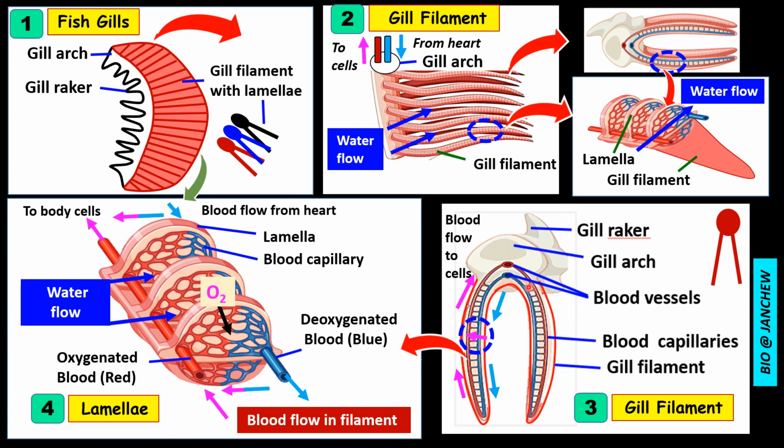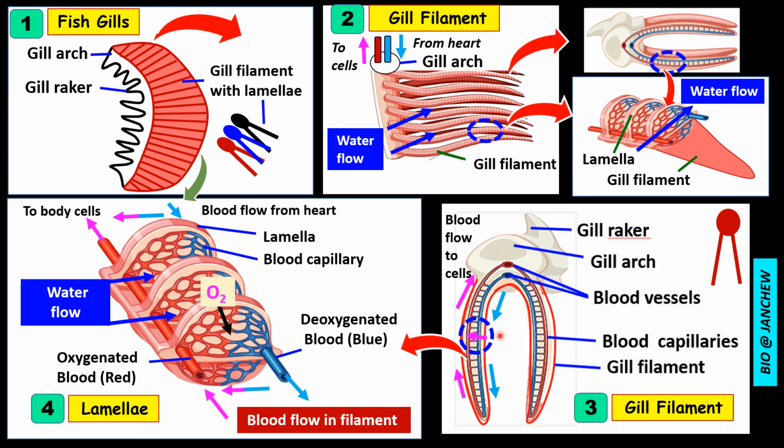So how is the blood flow in the gill filament? Deoxygenated blood will flow downwards this way in the gill filaments, and it also flows sideways in the lamella, right? As the blood is flowing through the lamella, oxygen from the water will diffuse into the blood. After oxygen has diffused into the blood, it becomes oxygenated blood, a red color blood vessel here. This oxygenated blood will flow out of the gill filaments and to the body cells to deliver the oxygen to the body cells.